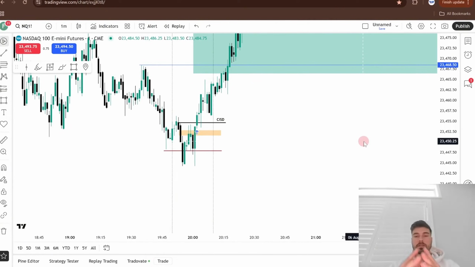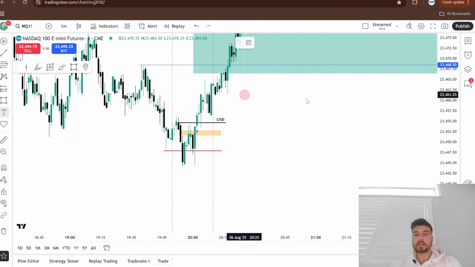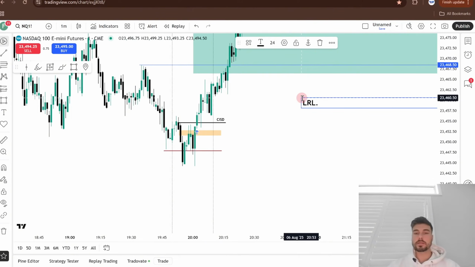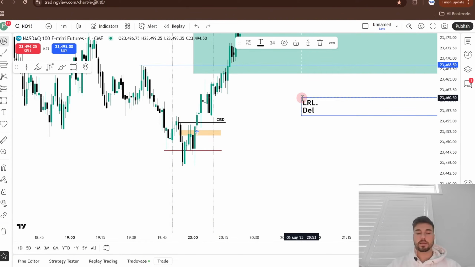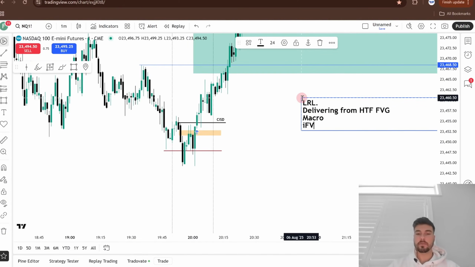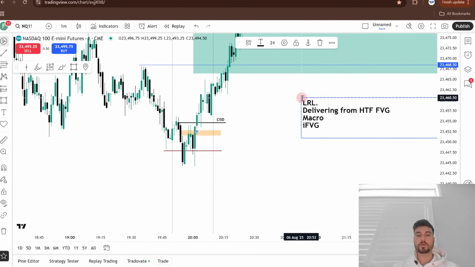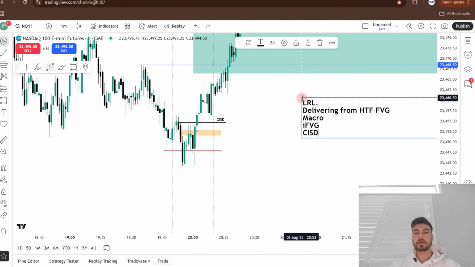So if I was to summarize this trade, what were the confirmations I used to enter this trade? Well, number one, we've got low resistance liquidity. Number two, we're delivering from a higher time frame fair value gap. Number three, we've got a macro. Number four, we've got an inverse fair value gap. And number five, we've also got a CISD.